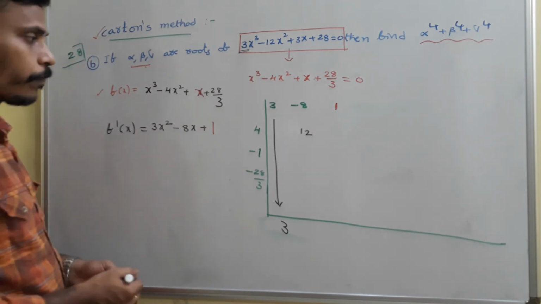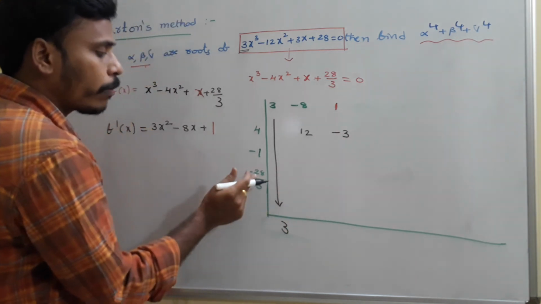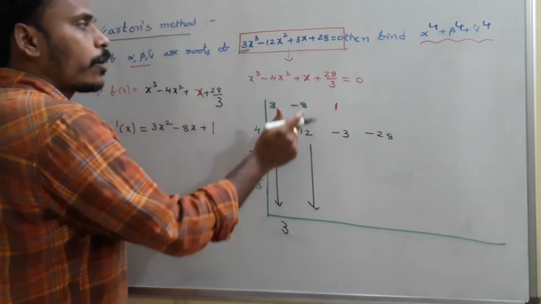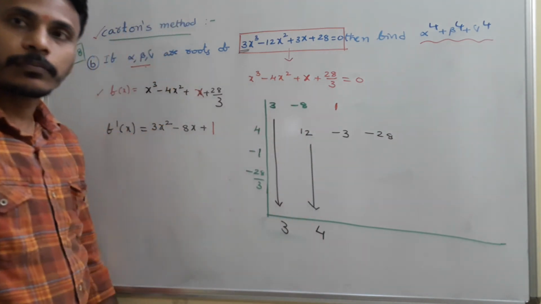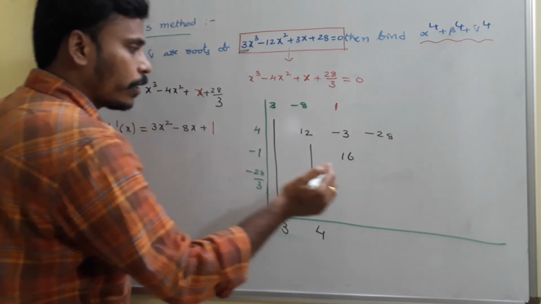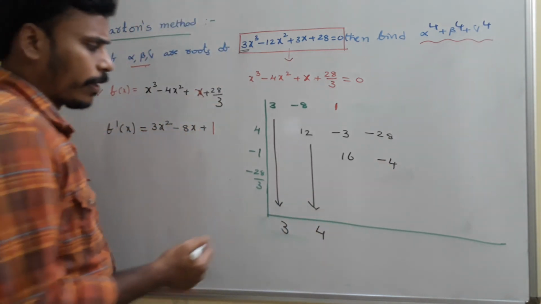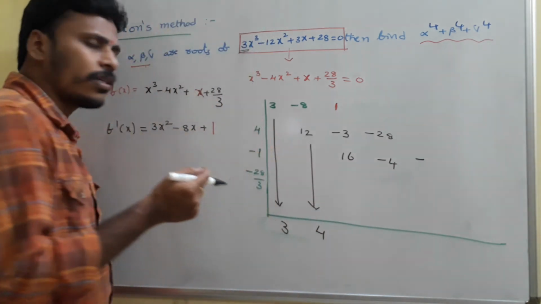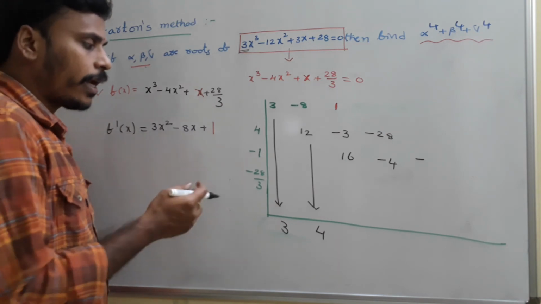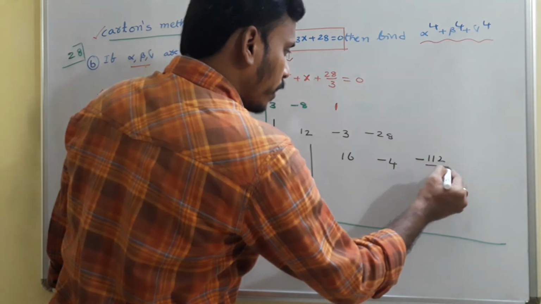Okay, now I will continue. 3 fours is 12. 3 into minus 1 is minus 3. 3 into minus 28 by 3 is minus 28. And then again add column wise. 12 minus 8 is 4. Now again multiply. 4 into 4 is 16. 4 into minus 1 is minus 4. And 4 into minus 28 by 3. I need to multiply. Since a fraction is involved, it is somewhat bit complicated. 4 28s, see how much it is? 80 and 32 and 112. Okay. Minus 112 by 3.